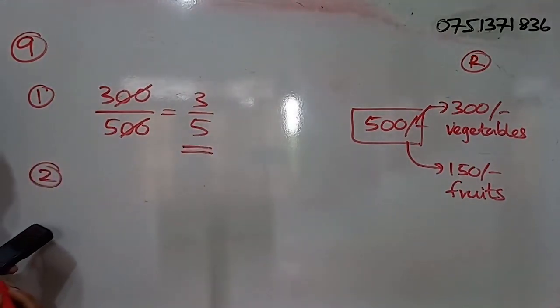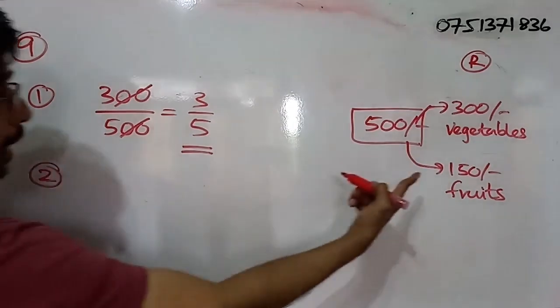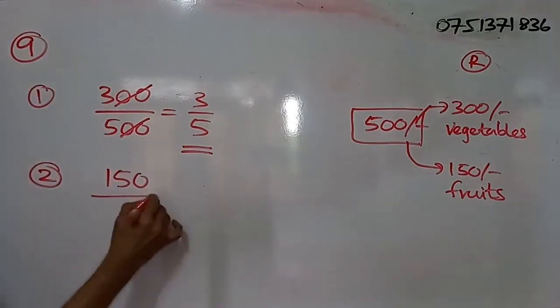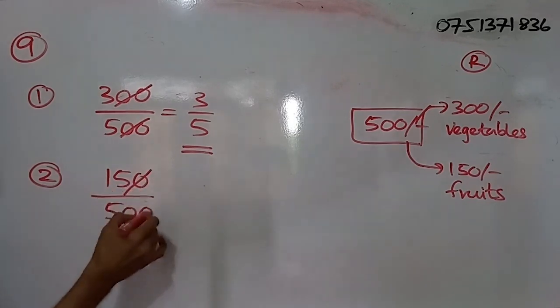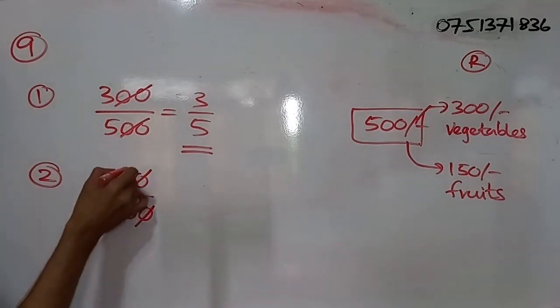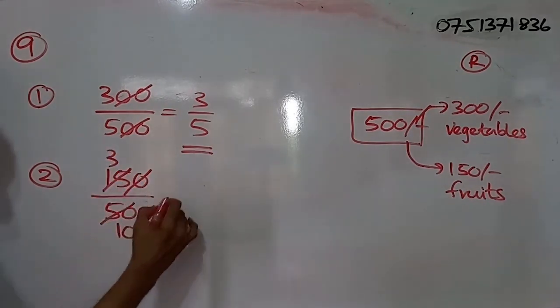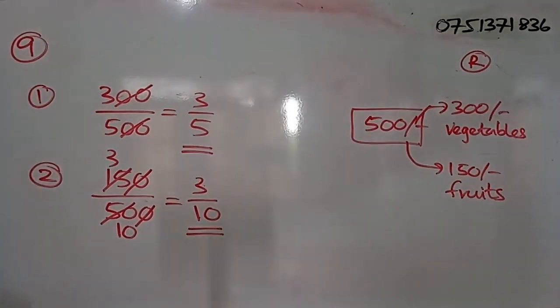Okay, so the next one. What fraction of the money in hand did she spend on fruits? The amount of money that she spent on fruits, what is that? 150 rupees. So she took 500 rupees in total, no? So now we have to simplify this. I can cancel out these two zeros. Then 5 times 3, 5 times 10. So here the outcome is what? 3 by 10. So that is the amount.